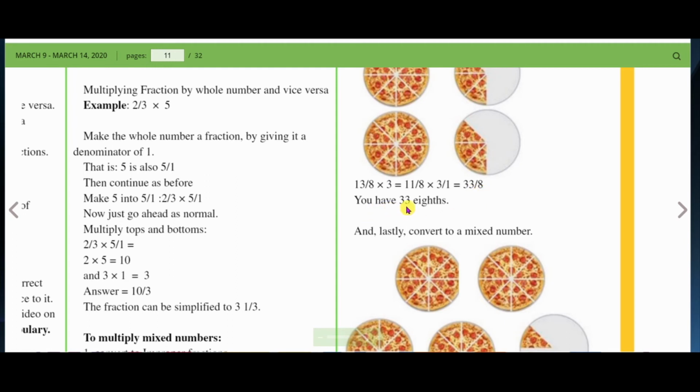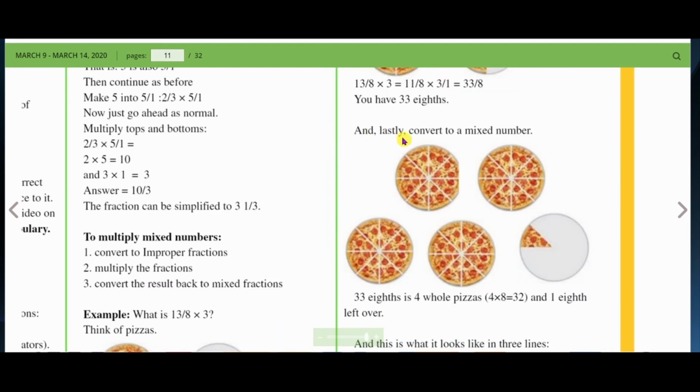So you have 33/8. How do we get this? So our 11 multiplied by the 3 gives us the 33, and our 8 times 1 would give us the 8. Numerator 33, denominator would be 8. And lastly, convert to a mixed number. So how many would we get in all? We would have 1, 2, 3, 4, and 1/8.